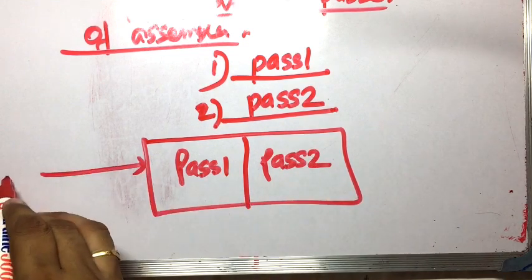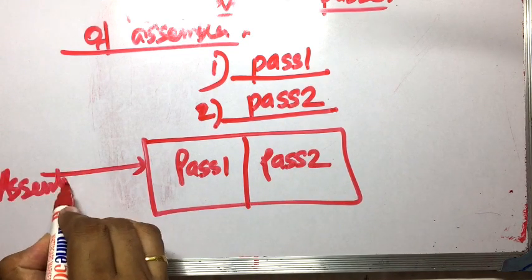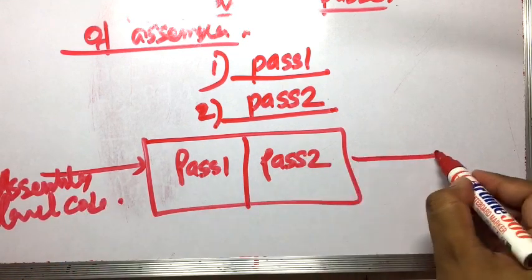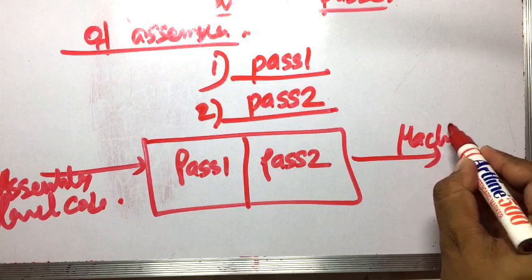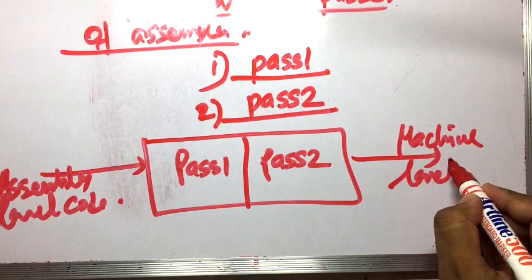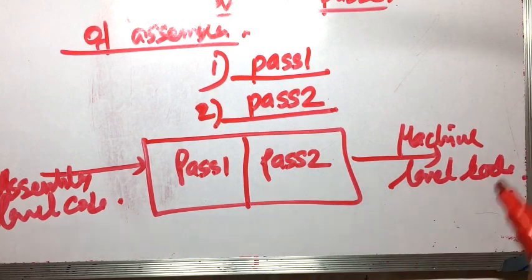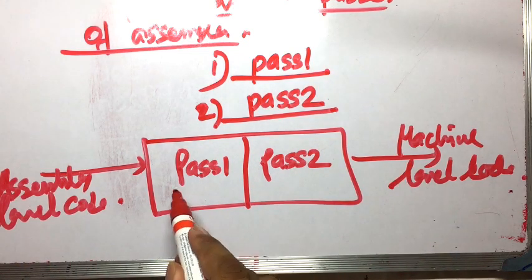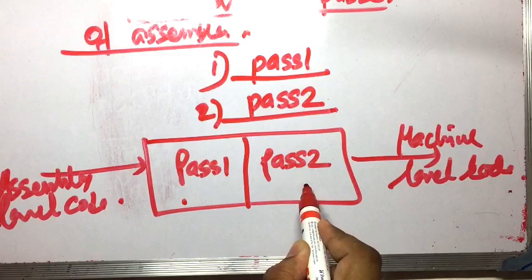The source code is assembly level code, and the object code is machine level code. So there is a source code, that is assembly level code, and machine code. This one is the analysis phase, and this one is the synthesis phase.